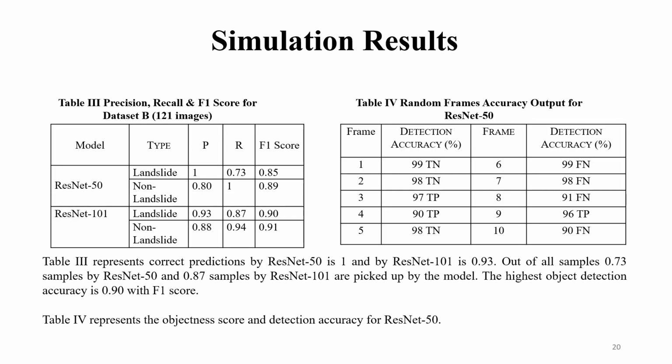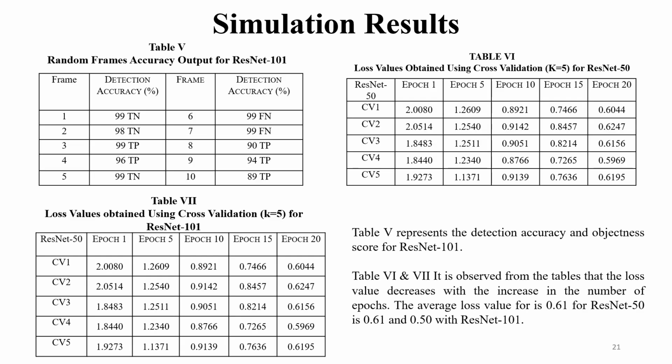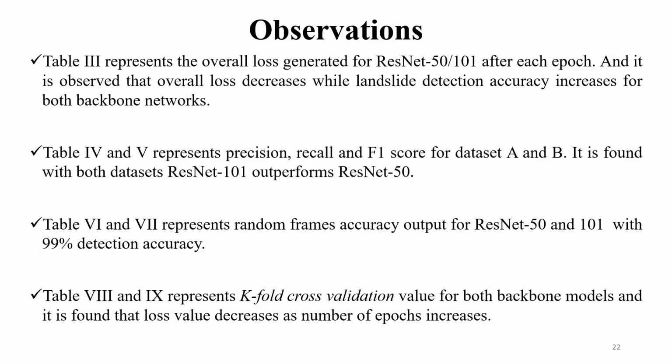Now tables 3 and 4 represent the precision, recall, F1 score values and frame accuracy that are obtained with both backbone models. Table 5 represents the detection accuracy and objectness scores for ResNet 101. In tables 6 and 7, it is observed that the loss value decreases with the increase in the number of epochs, and the average loss value is 61% for ResNet 50 and 50% with ResNet 101.